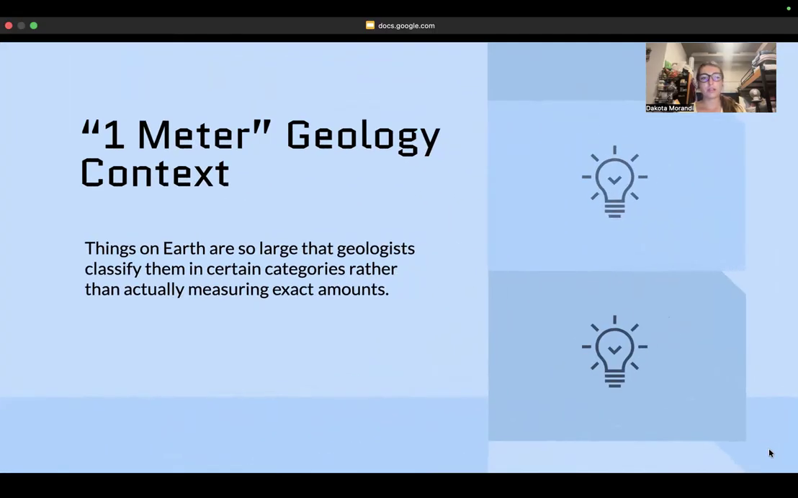So in class, I'm sure you guys remember talking about 1 meter, but in a geology context, this means that things on Earth are so large that geologists classify them in certain categories rather than actually measuring them exactly. For example, we talked about how 1 meter could be the length of a desk or something, but that's not actually 1 meter. We just categorize things around that size as 1 meter in order to compare them to things in other categories, such as 10 meters or 100 meters. So just remember that as we're going through this today.